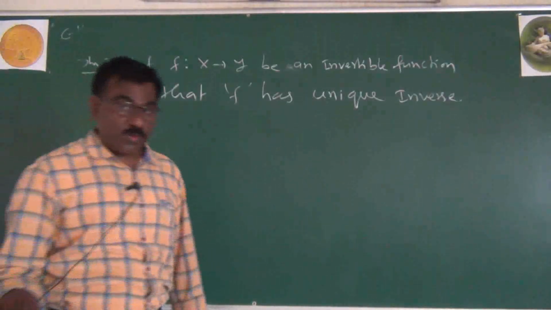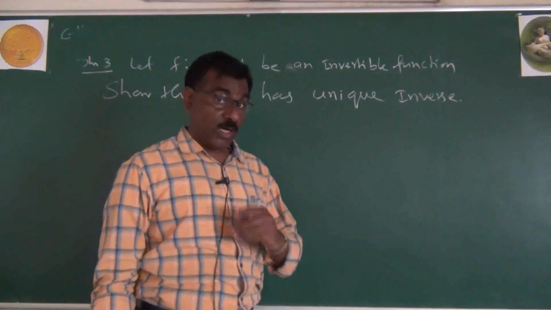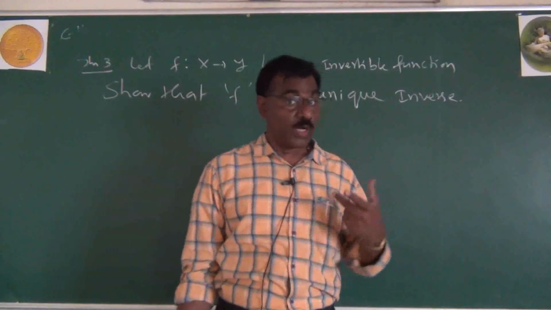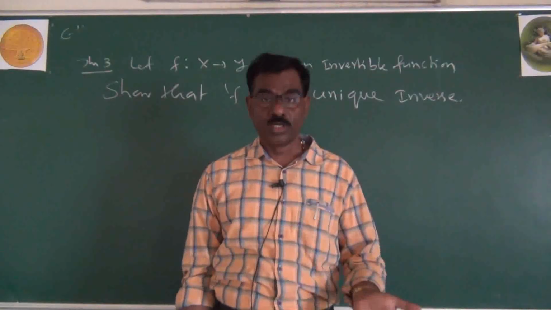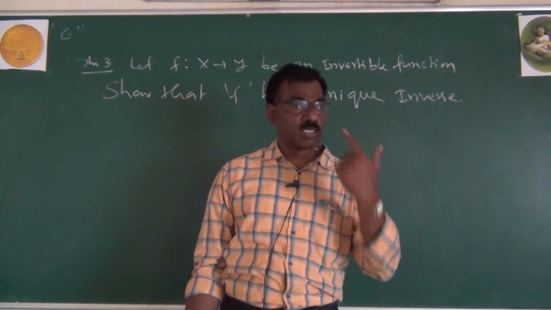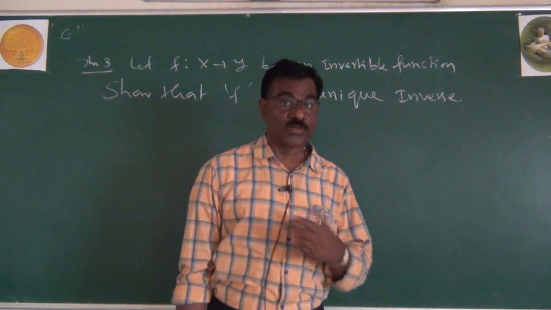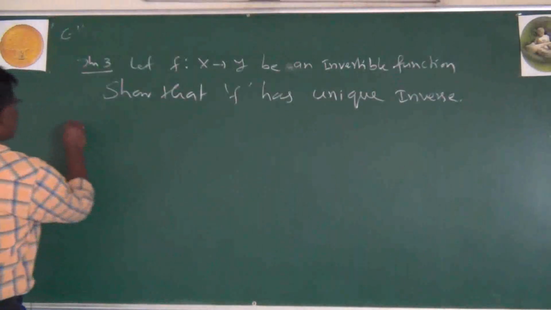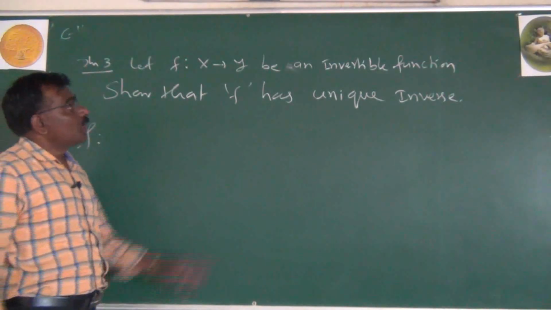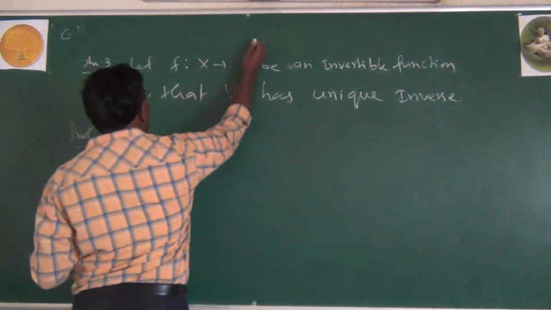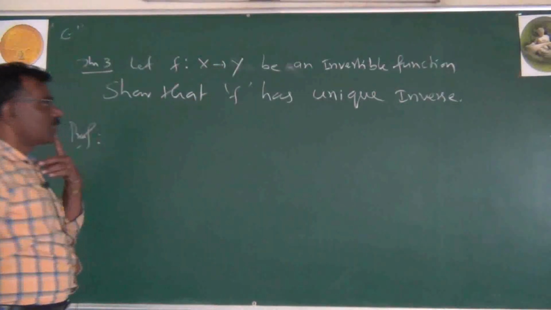Suppose you are taking g1, g2 as two inverses. You have to prove g1 equal to g2. Or taking y1, y2 as two inverses, y1 equal to y2. Or z1, z2, z1 equal to z2. Or x1, x2, you have to prove x1 equal to x2. Okay? So very simple definitions here. Given f from X to Y, it is capital, be an invertible function.